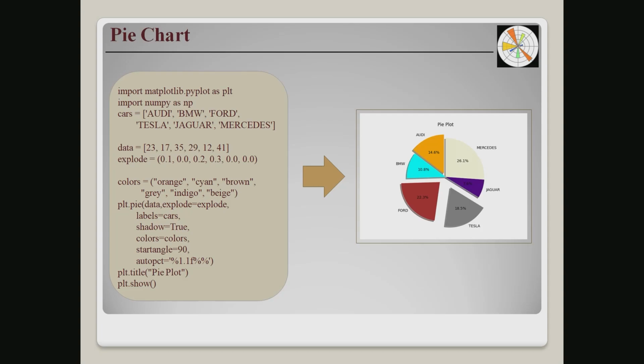Then 10.8 denotes the BMW car, and each slice is exploded. You can see the explode also. Each slice is exploded according to the values we have given. If we give 0, there will be no explode. You can see in BMW and Jaguar there is no explode, whereas in Audi you can see the explode. According to the distance we have given, that much distance it will be exploded from your pie chart.